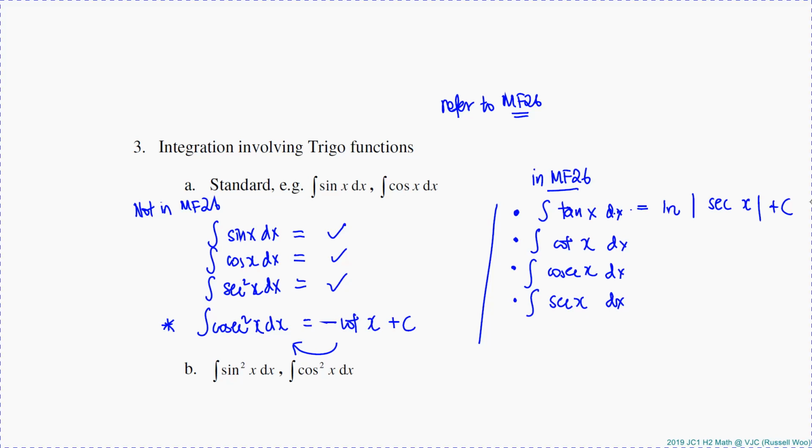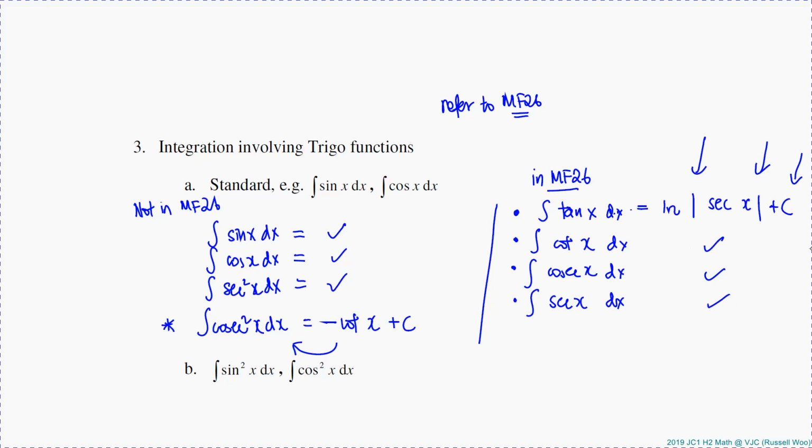There are a few things that are not in the formula list. The mod sign is not in MF26. The plus C is also not in MF26. As long as you see a result with the ln something, you've got to add the mod sign. You've got to add the mod sign. But you don't have to remember; this one is all in the formula list. It's just that you're going to add a mod sign and a plus C.